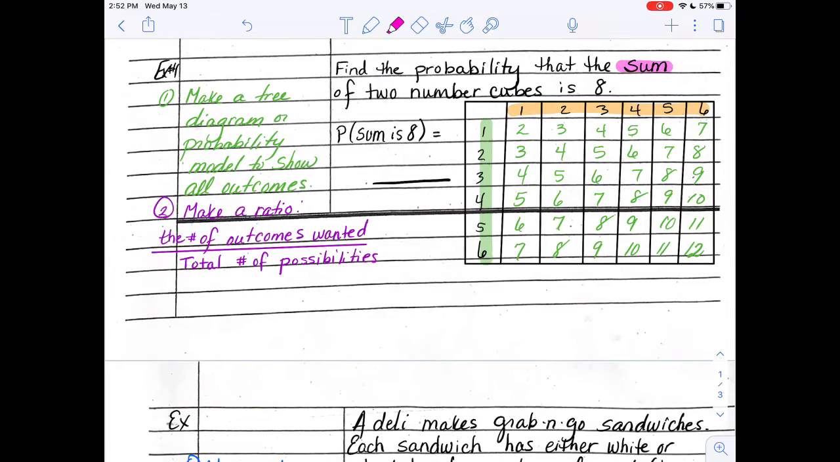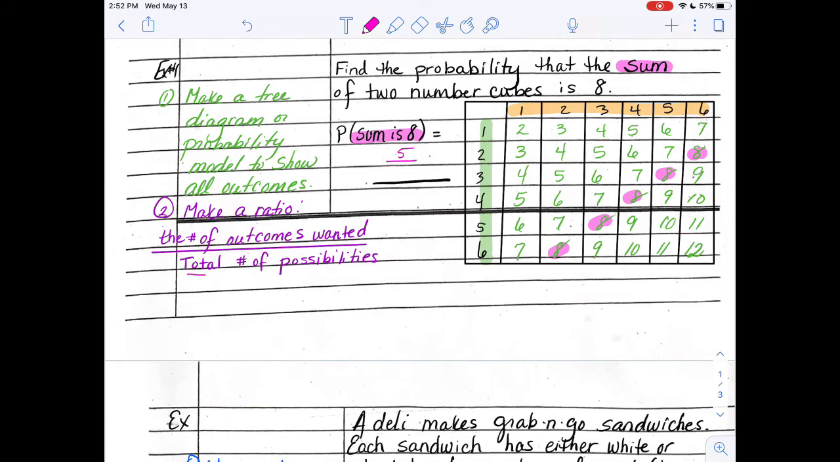So you can see in this table, I showed what my sums would be. Now the question is, what is the probability that the sum is an 8? Well, look at how many of these are actually 8s. How many actually gave me the sum of 8? 1, 2, 3, 4, 5. 5 of them gave me an 8.